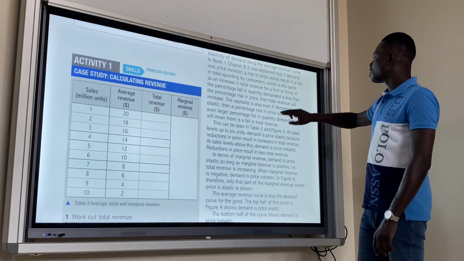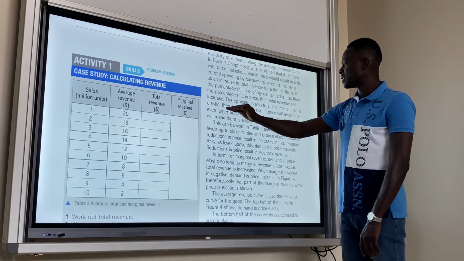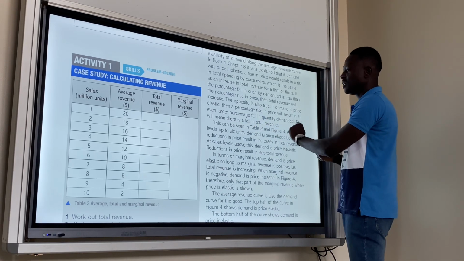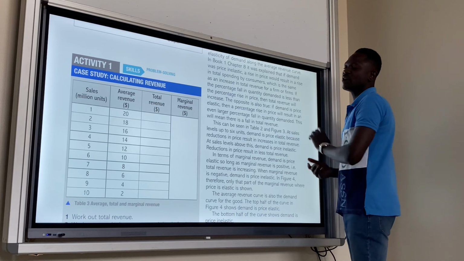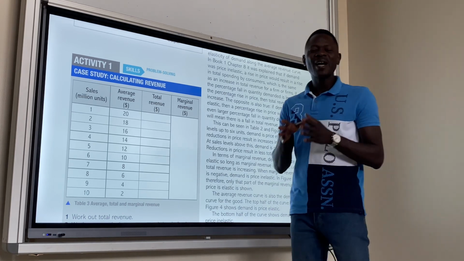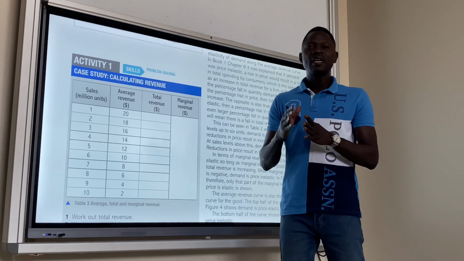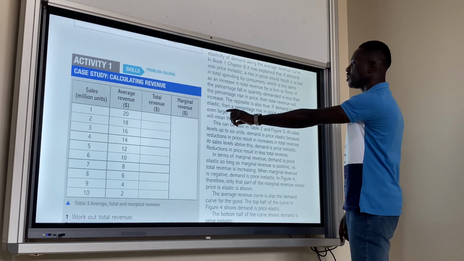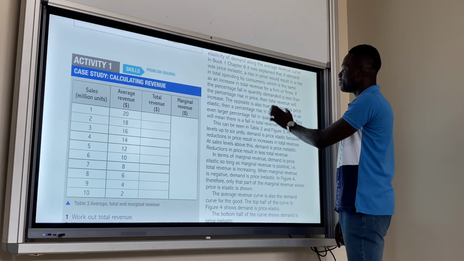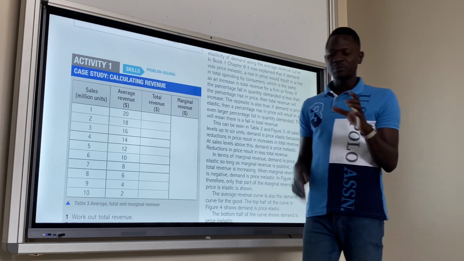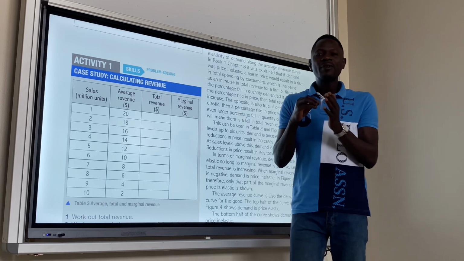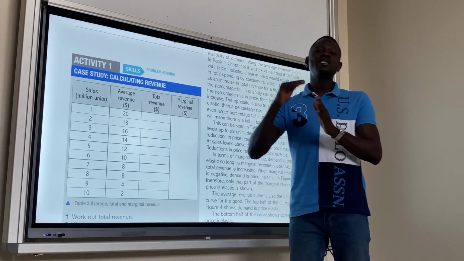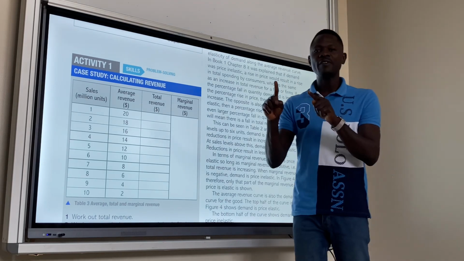Then the opposite is true. If demand is price elastic, then the percentage rise in price will result in an even larger percentage fall in quantity demanded. This will mean that there is a fall in total revenue. If the demand for a product is price elastic, a rise in price for such products would lead to a significant fall in the quantity demanded of the product. As a result, the total revenue would fall.